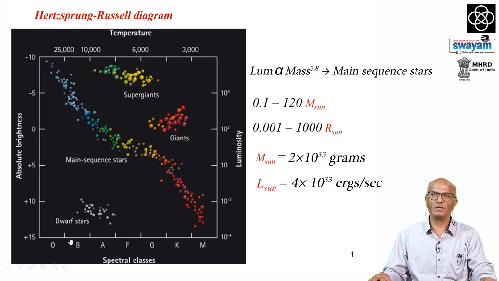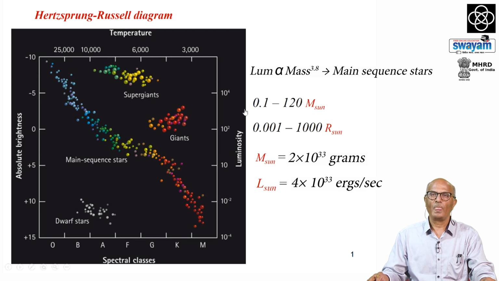If you see the x axis, this is the spectral type of stars, from hot stars O to low temperature stars M. On the upper side of the same axis, the temperatures are denoted. On the y axis, on this side it is luminosity, and equivalent to that, what we use as a unit in astronomy, absolute magnitude, is shown here.